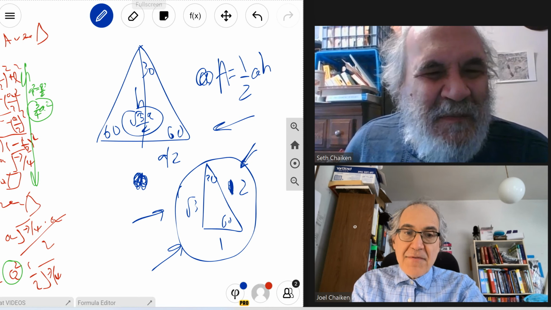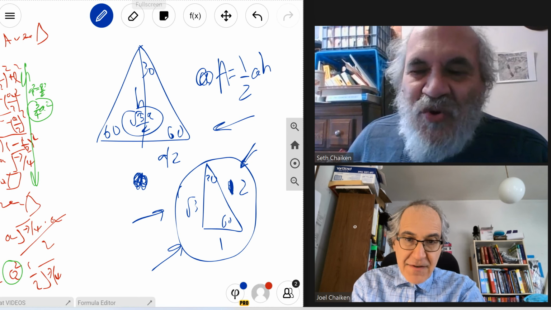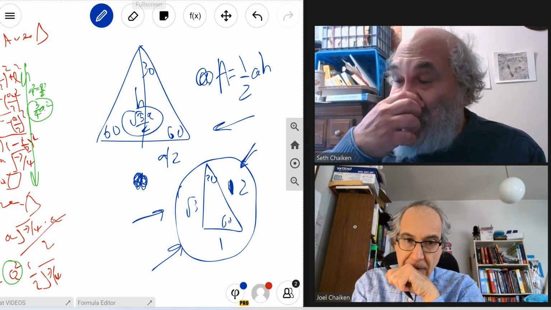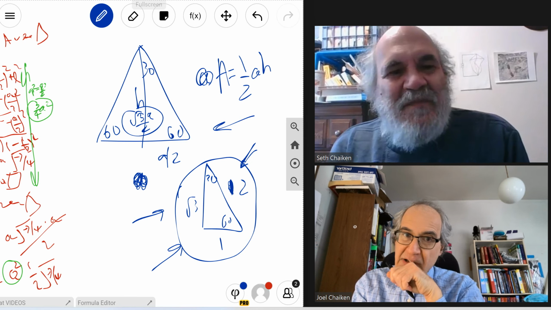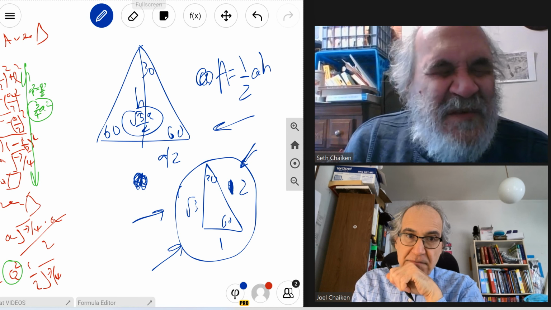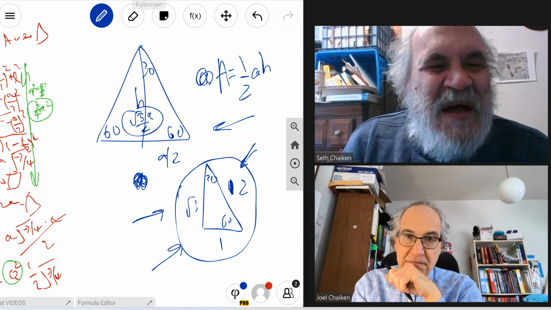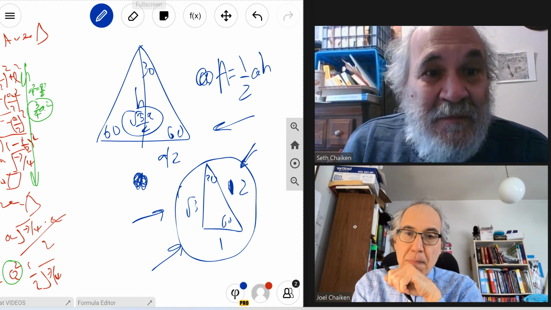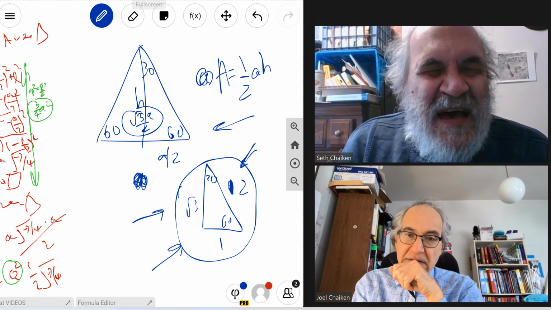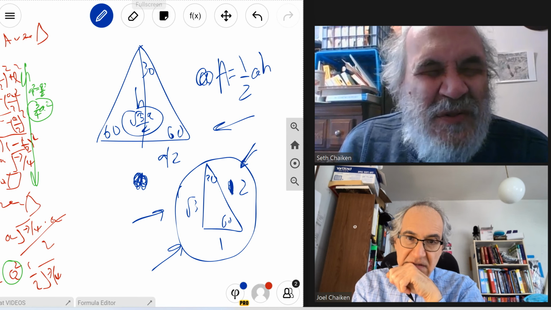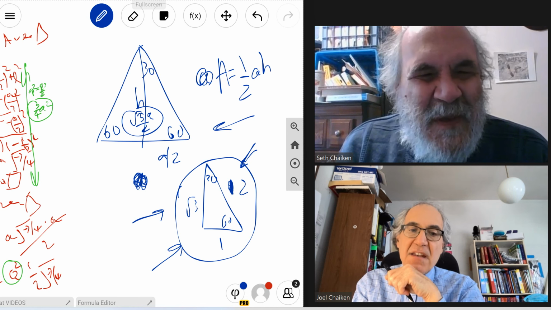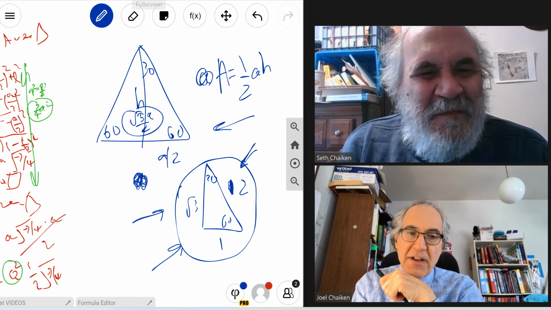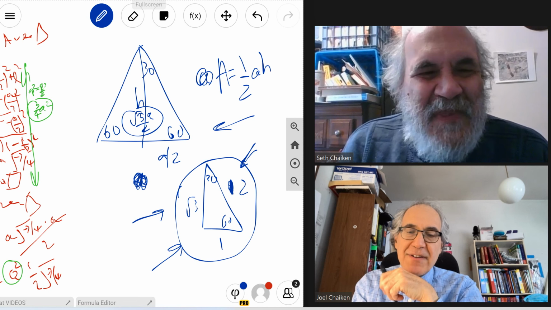Now, Seth was very clever. But what I used to remember, which I feel uncomfortable about, is that I think of it more in terms of the hypotenuse being 1, then the short side is a half, and the long side is the square root of 3 over 2. So there's more numbers floating around. I know. There's a danger with this.